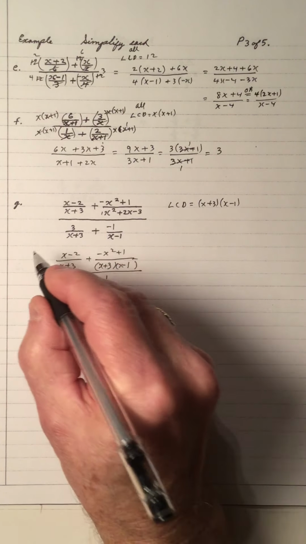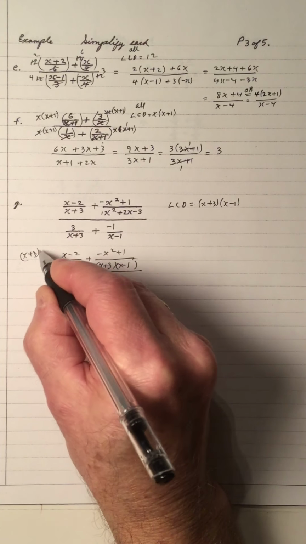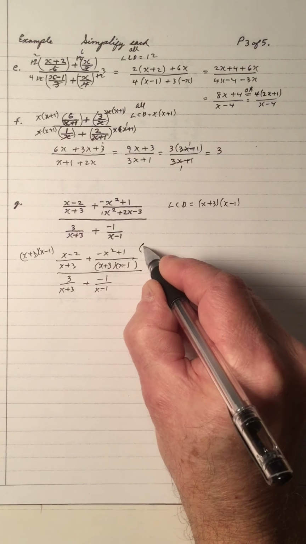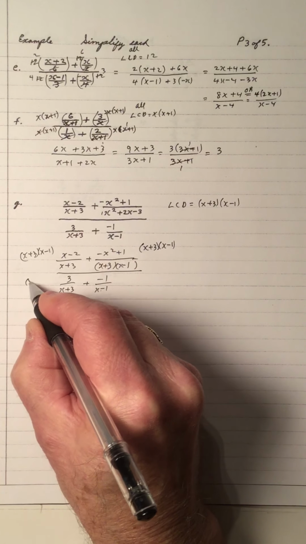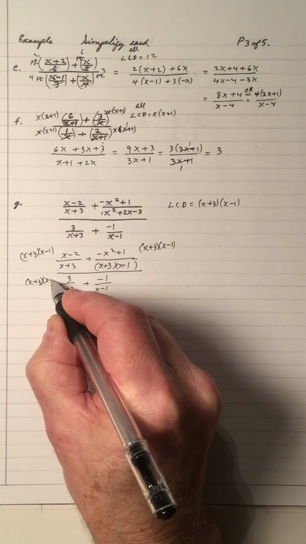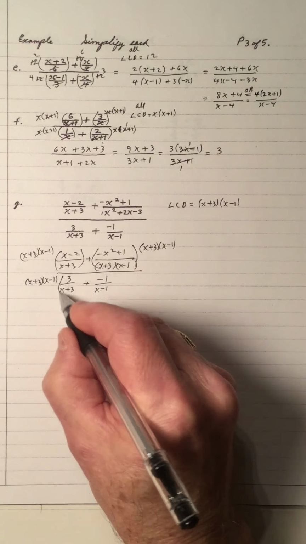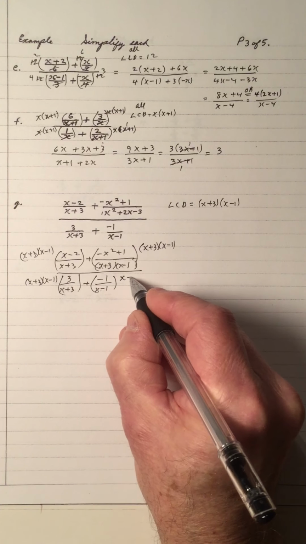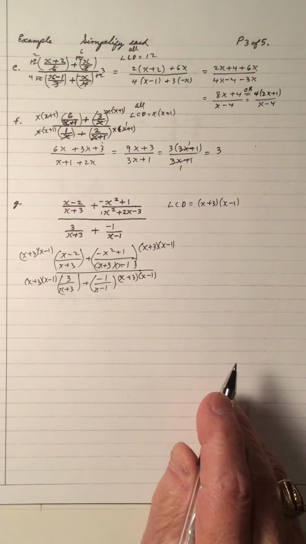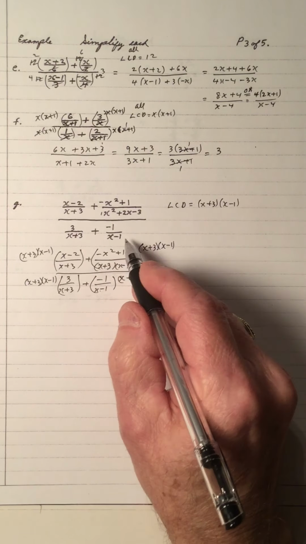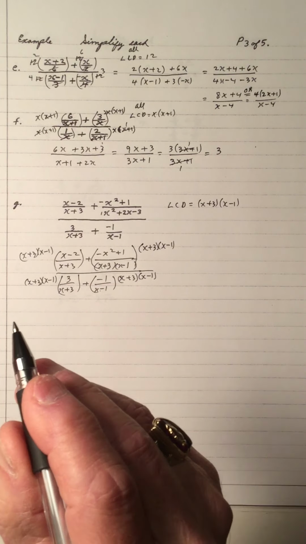So here we go. Now we're going to write this down 4 times. X plus 3 times x minus 1, x plus 3 times x minus 1, x plus 3 times x minus 1. And I use brackets on that just to show you that we're multiplying. Just take your time. So I have the LCD for top and bottom, and I multiplied every fraction by the LCD. Now, every denominator should cancel.